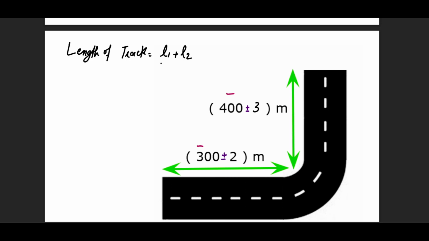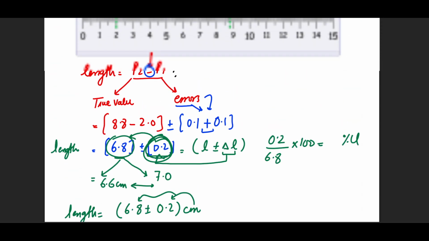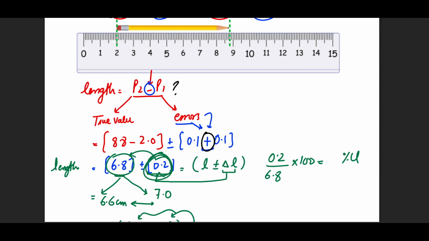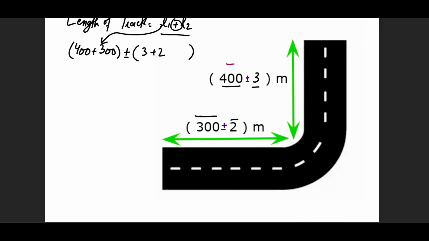So for the length of track, I'm supposed to do this. And again, I'm supposed to break it down into two problems. First, I will be using the true values. And in the second bracket, I will be dealing with the errors. So the first bracket goes something like this: 400 plus 300. Why? Because there is a function of addition. Addition gets performed on the true values. Plus minus, what am I supposed to do with the errors? Errors in addition and subtraction functions both always will be added together. So this is going to be 3 plus 2. Notice over here we added errors together even though it was a subtraction function. So over here we are going to get 700 plus minus 5, bracket close, as meters.